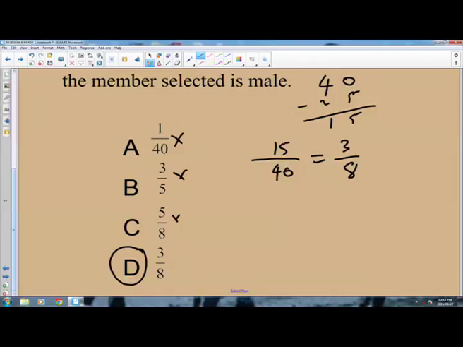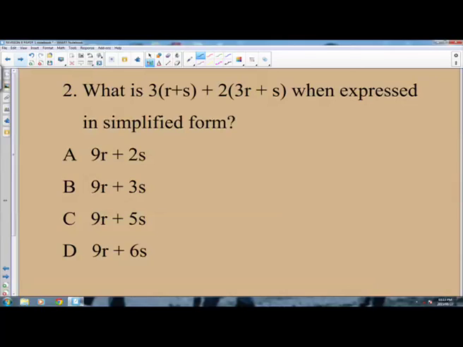And then question number 2 says, what is 3, open the brackets, r plus s, close the bracket, plus 2, open the bracket, 3r plus s, and you close the bracket, when expressed in simplified form. So this is what we have, and then we are asked to simplify this. To simplify this, we are simply going to remove the brackets. And then how do we remove the brackets? We multiply each term inside the first bracket by 3, and the terms inside the second bracket by 2.